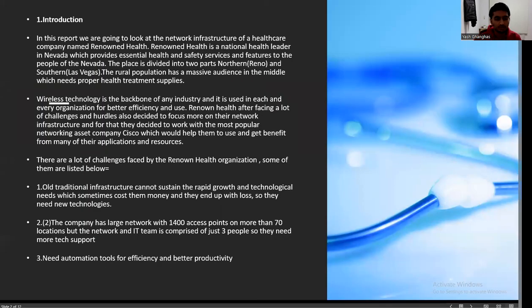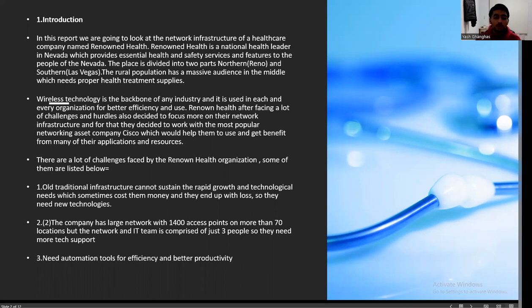First, we start with the introduction. In this report, we are going to look at the network infrastructure of a healthcare company named Renown Health. As we all know, in the topic we were supposed to study a company named Renown Health, look at the infrastructure of that company, how we can improve its infrastructure, and how we can improve its security. So all of those things would be covered.